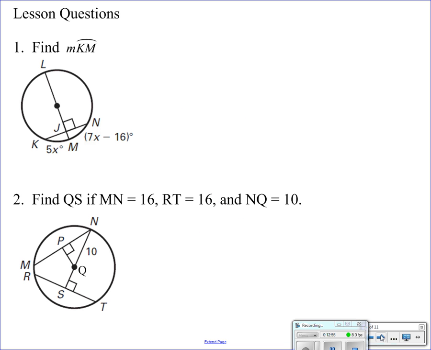There are your 2 lesson questions for the day.